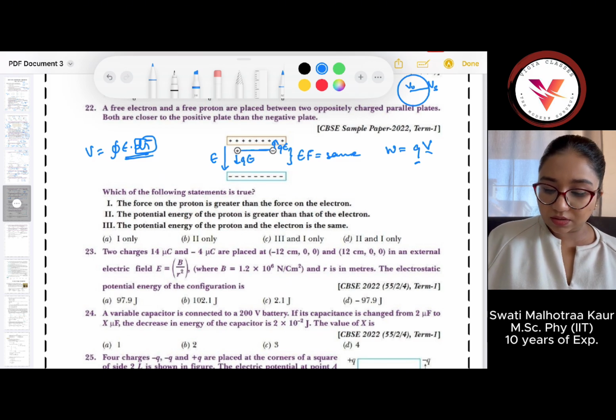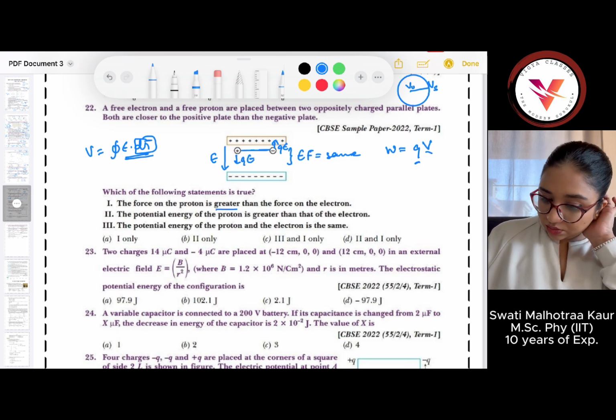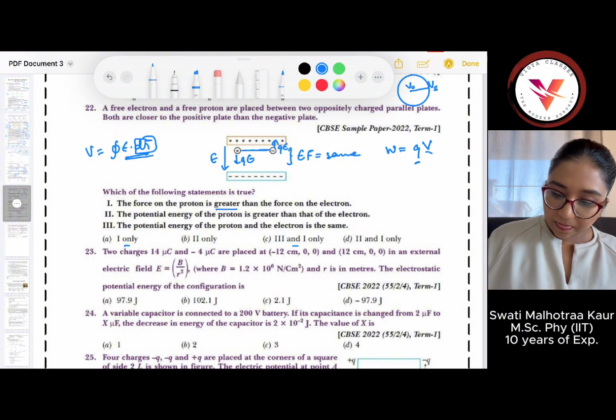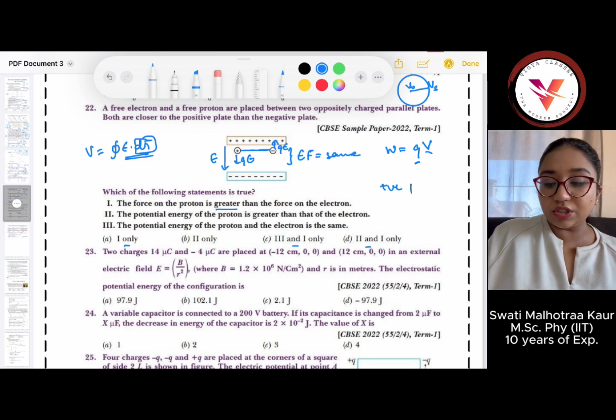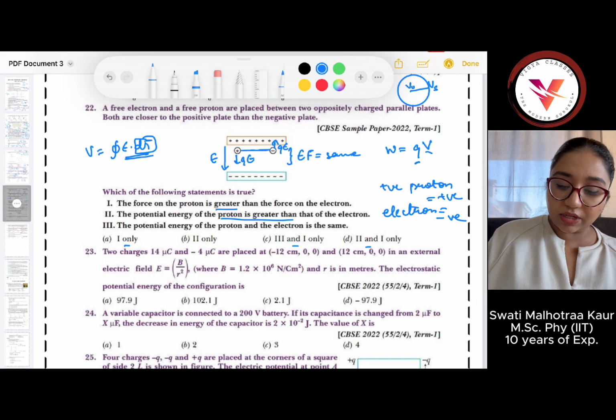So I think first and third, but the force being greater is not possible. So first cannot be. So the potential energy is the same magnitude-wise, but if you take the sign, the potential energy of the proton is positive and for the electron it's negative. So magnitude-wise it is the same, but if you consider the sign, then the potential energy of the proton is greater than that of the electron. So we can take the second option.